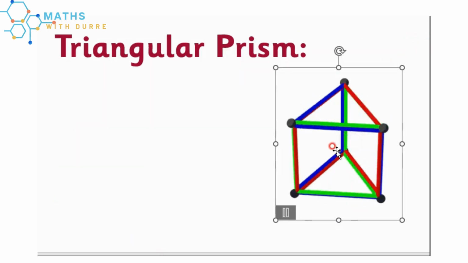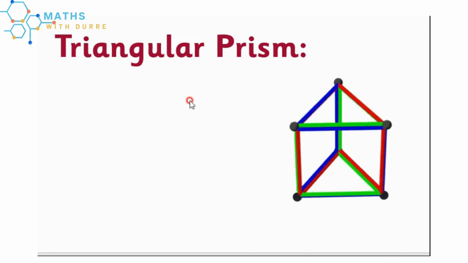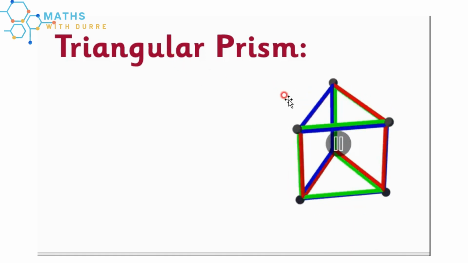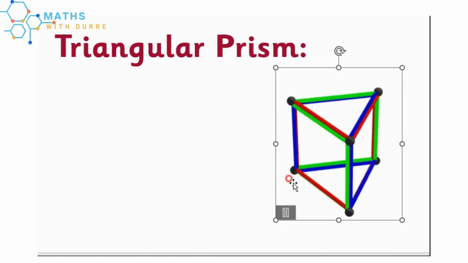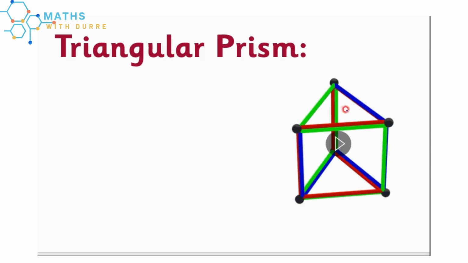Let's have another example. Look at this picture. This picture looks like a prism also, obviously. But what is the name of this prism? You can just observe the base shape. The base shape is triangular. So that's why you can say that it is a triangular prism.